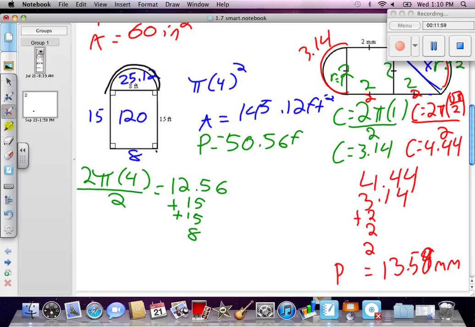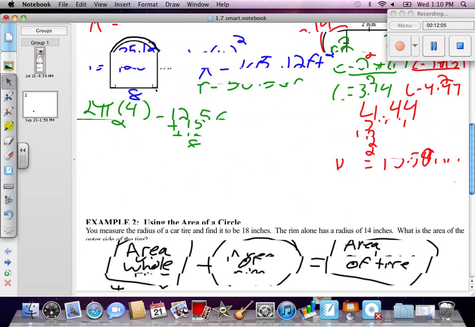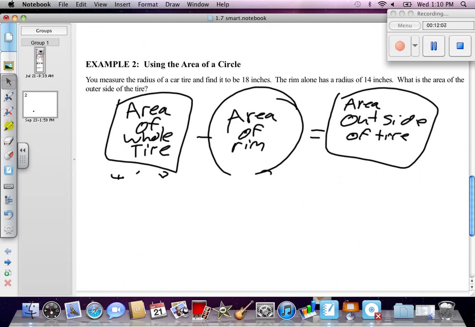All right, let's look at the back and we'll talk about some lovely word problems. Story problems. I hate those. But they love you. Okay, that's what my dad says.